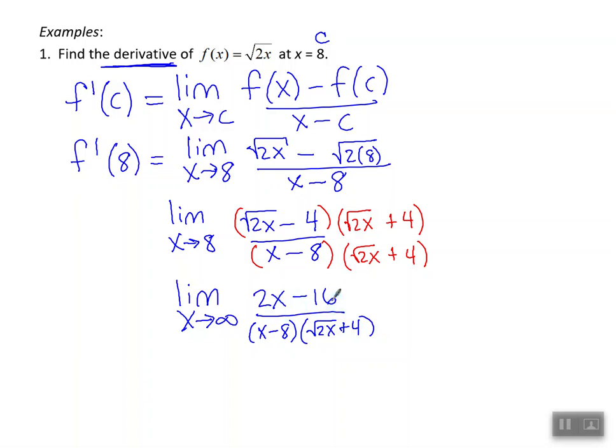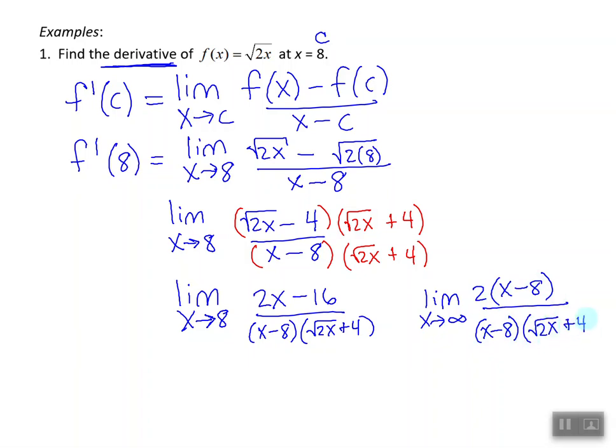Now I notice my numerator factors, so I can make that the limit as x approaches 8 of 2 times x minus 8 over x minus 8 times the quantity square root of 2x plus 4. And I see I have a common factor that divides out. And now that I'm able to divide that out, I can do my substitution. Let's plug in the 8 where we see the x and see what we get now.